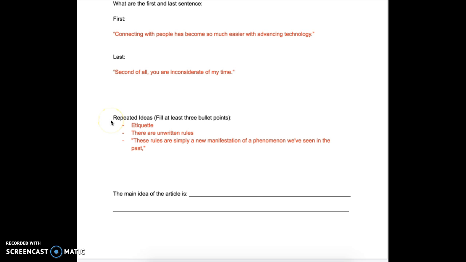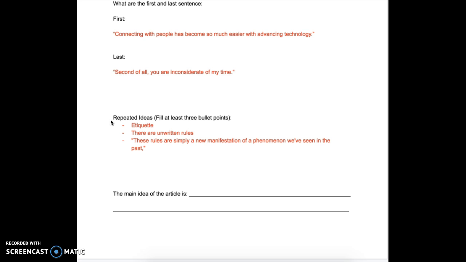And honestly, I thought this quote showed an interesting repeated idea as well, that these rules are simply a new manifestation of a phenomenon we've seen in the past. So these unwritten rules are just this generation's expectations. These rules have changed periodically with different advancing technology throughout history. This leaves us with the main idea of the article.